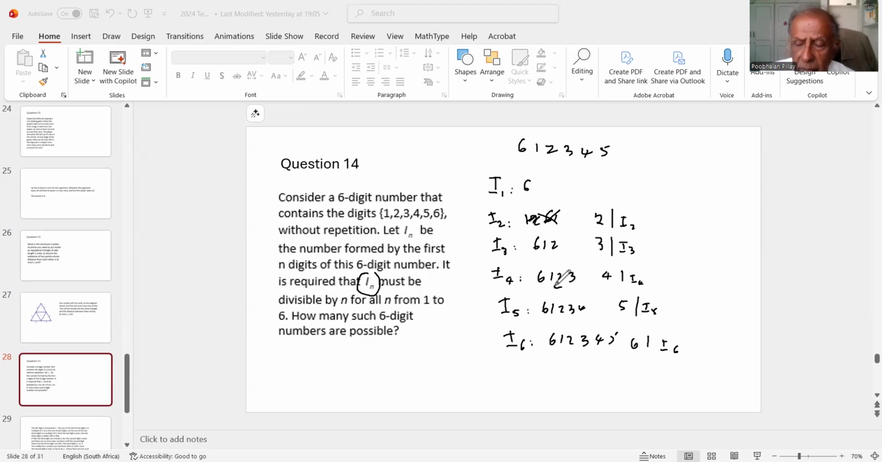And now division by 4 means the last 2 digits must be divisible by 4, and this doesn't work. And I5, the last digit must be 5, for 5 to be a factor of that. And here you can see the last digit is not 5. And I6, you have to have 6 dividing the whole source. So now you need to create a number which satisfies all these conditions.